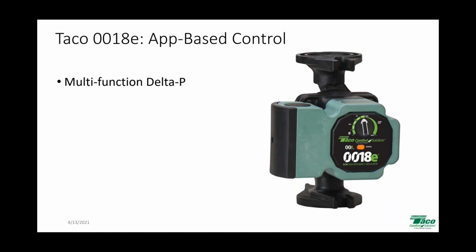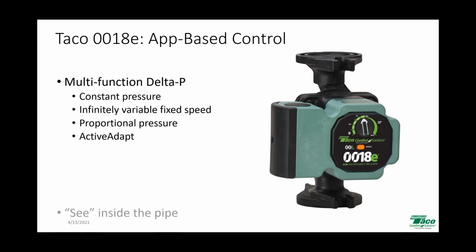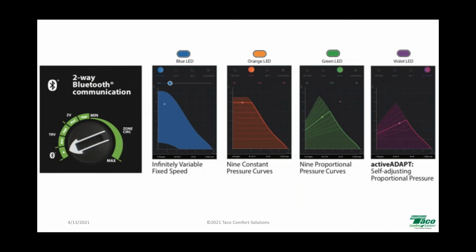All right, and we also have something called active adapt, which I'll explain real briefly in a second. But again, we got all these different options. What it does, and I'm going to credit Dave Holdorf for coming up with this analogy, is it allows you to see inside the pipe. What's going on inside that system, and how can we fine tune this system to best meet its needs, okay? And again, here's your Bluetooth communication operating modes.